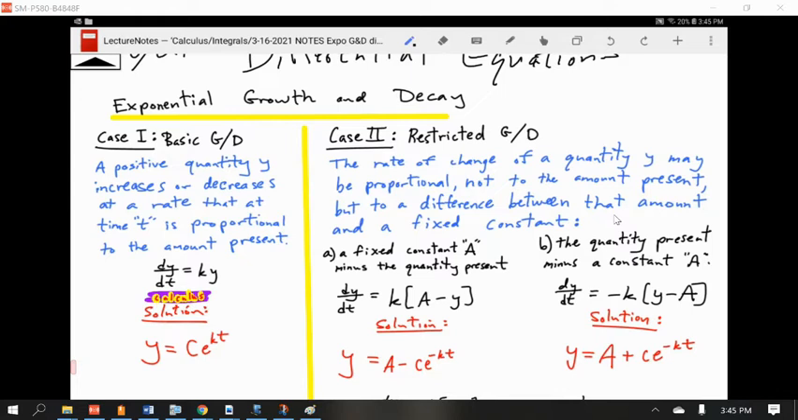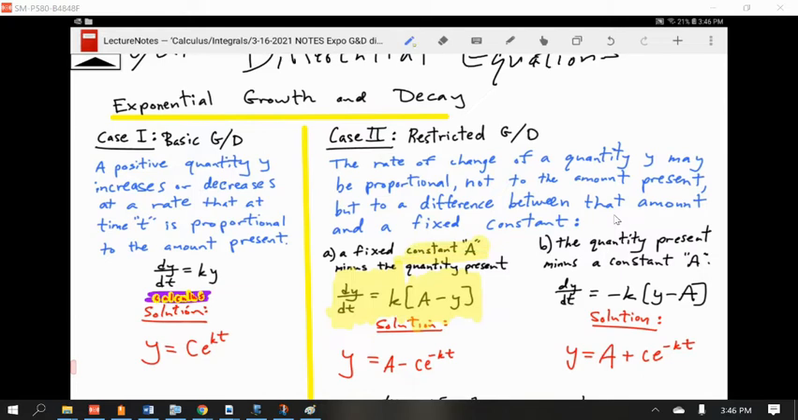So this other case over here, we need to zip it along. It's possible that the rate of change doesn't change proportional to the amount present, but it changes proportional to the difference between that amount and a fixed constant. So this is the rate of change of y. I'm looking at this case 2, letter A. The rate of change of y is proportional to the difference between the amount present and the fixed constant. The fixed constant is the number A.